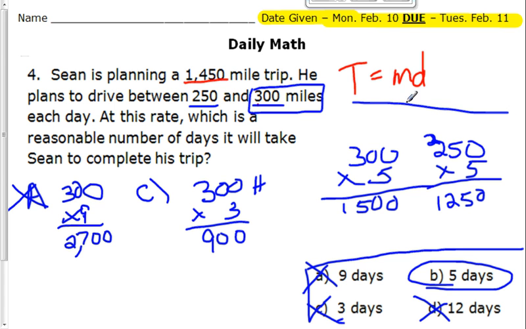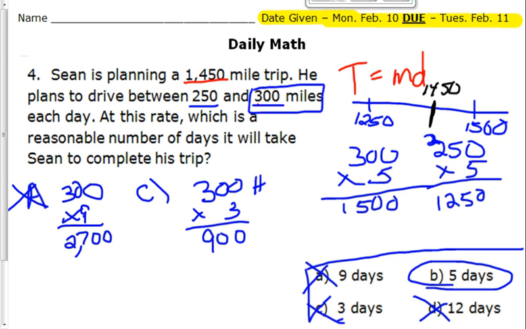So if I'm looking at a number line, 1,250 and 1,500, the total mileage that Sean's planning on driving, the 1,450, comes in between. So his total mileage of 1,450 comes in between. So my answer is B.